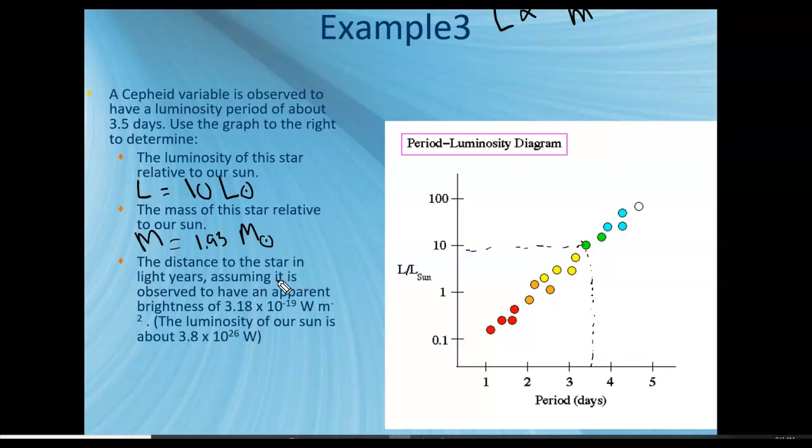The distance to the star in light years, you can easily use the apparent brightness equation to find that, and so I'm not going to do that for you. Only just to point out that in this equation for apparent brightness, D should be measured in meters, and so if it wants the distance in light years, you would have to convert. Again, to save on time, I'm not going to do that, but that basically takes us through the mass-luminosity relationship and Cepheid variables.